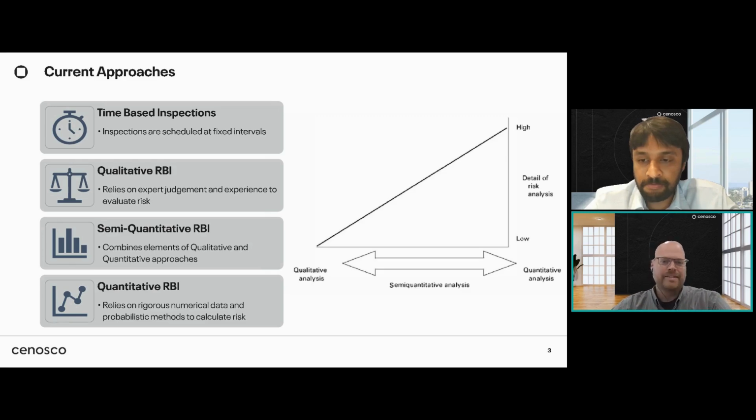quantitative methods. Common in advanced RBI programs, they offer precision and repeatability, making them ideal for complex systems like those in refineries or petrochemical plants. The downside, well, they require robust data collection systems, skilled analysts to analyze the data, and significant investments. If your data quality is poor, the results can be misleading. So, those are the four general approaches in place: time-based, qualitative, semi-quantitative, and quantitative.